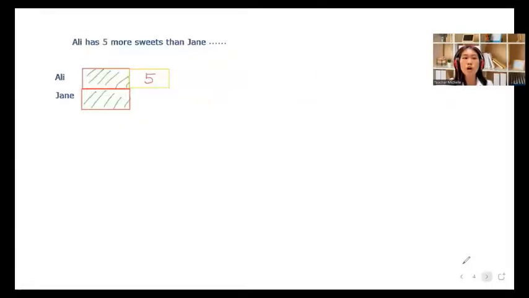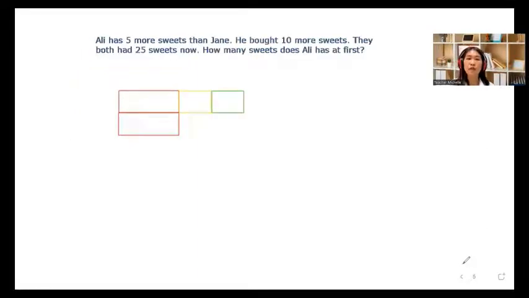Let us expand the question. Ali has 5 more sweets than Jane. He bought 10 more sweets, and now they have 25 sweets altogether. How many sweets does Ali have at first? The first step is always to draw the rectangles. After that, I need to label.